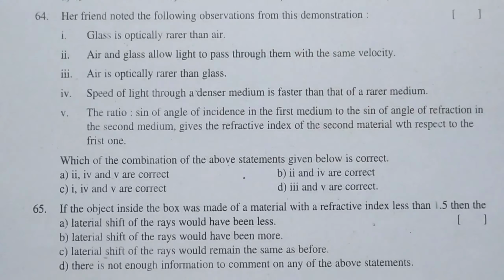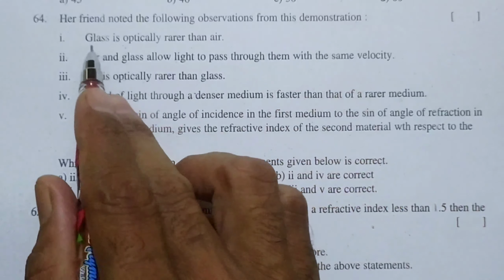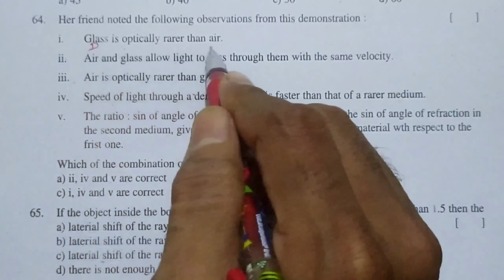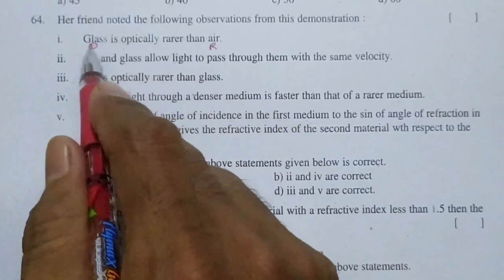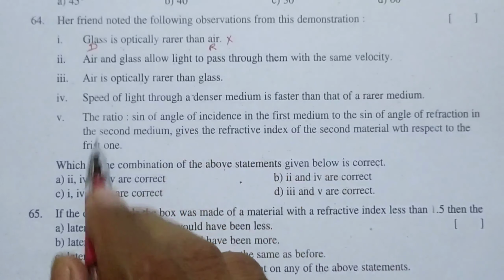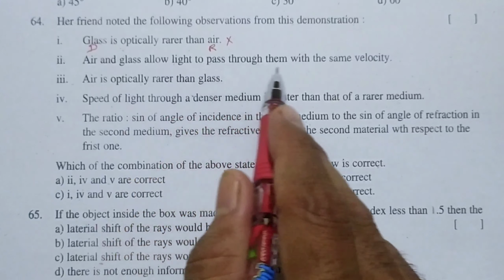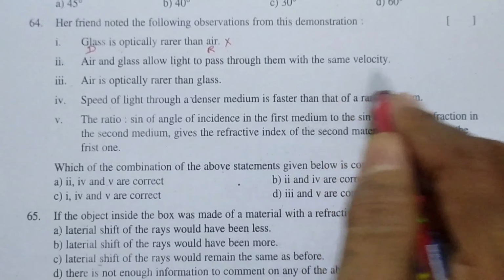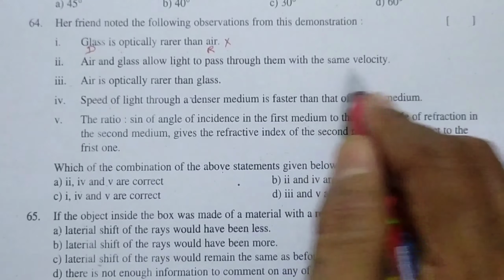Now we see question number 64. Her friend noted the following observations from this demonstration. Glass is optically rarer than air. No, glass is denser whereas air is rarer if we compare these two. So this given statement is false. Air and glass allow light to pass through them with the same velocity. When the media are different, the speed or velocity is also different. These two are different, so velocity can't be the same. So this is also false. Air is optically rarer than glass. See here, air is rarer, glass is denser.